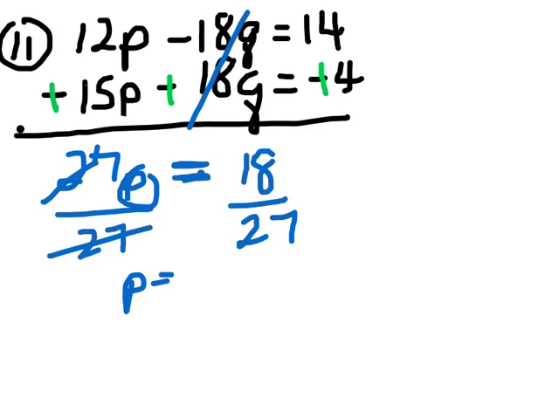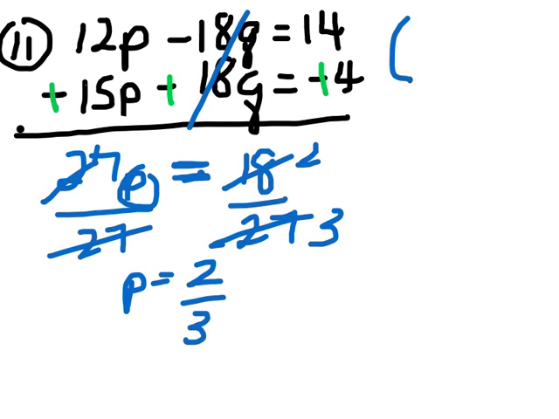What divides into both 18 and 27? 9, so that would be what? 2 over 3 when you reduce it. 9 goes into 18 twice, it goes into 27 3 times. So p is 2/3.